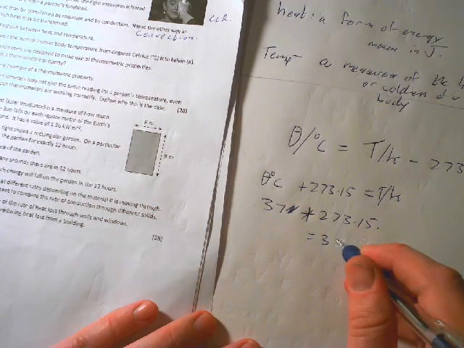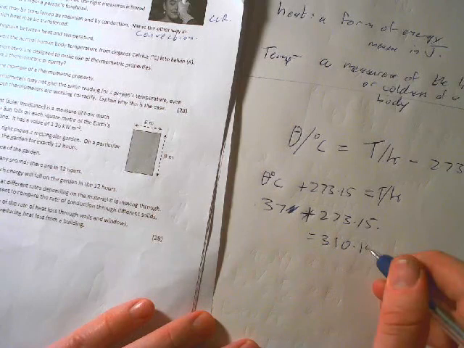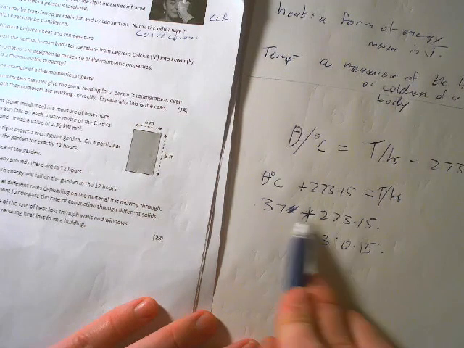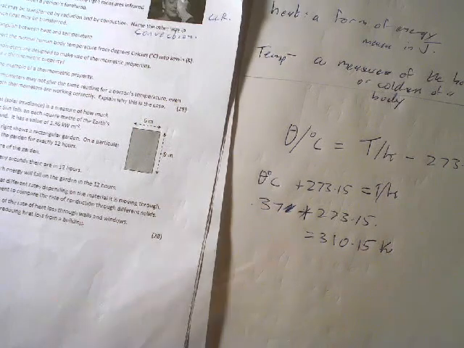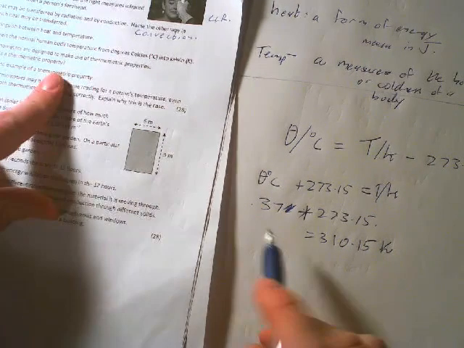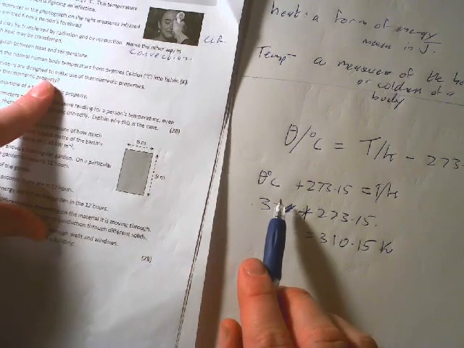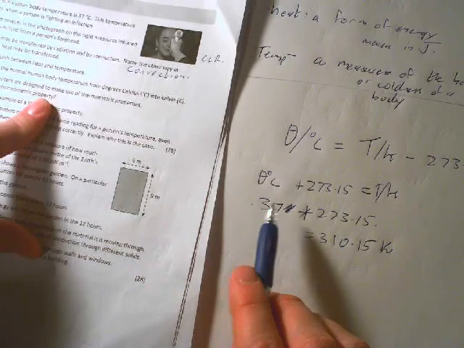plus 273.15. And that should be 310.15. Did I manage to mess that up? Nope, we're good. So that's 310.15 Kelvin. Don't forget the unit. Okay.